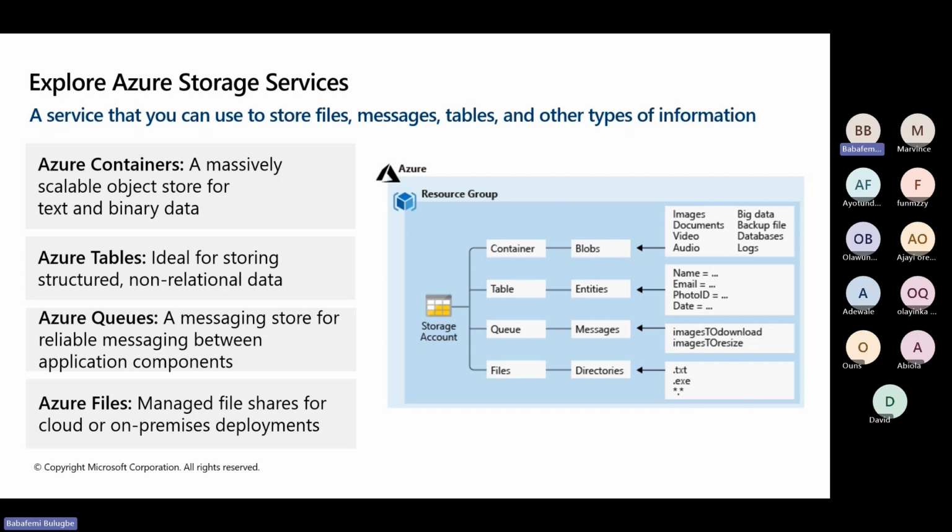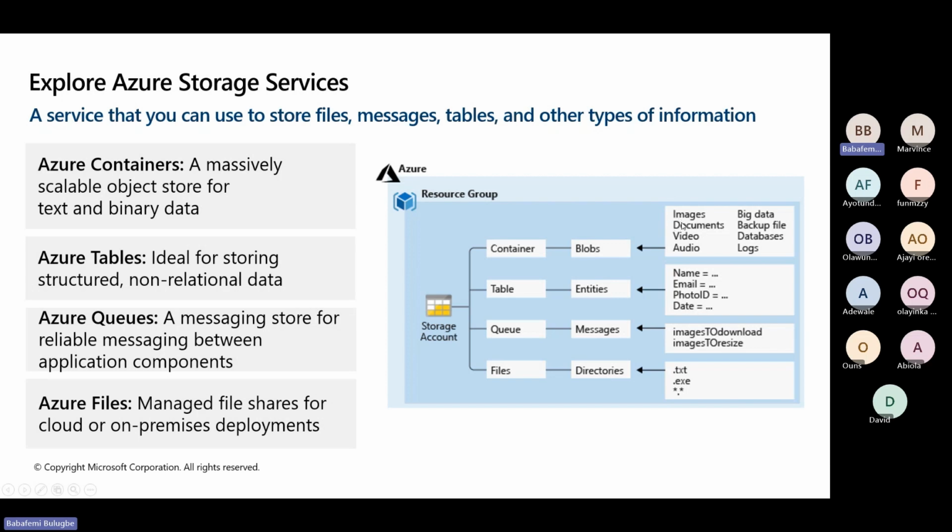Then the last one will be the files, where you want to share files between the resources on your on-premises and the cloud, or just your cloud resources. So let's say you created a virtual machine in the cloud, and you have your on-premises machine also, and you want to do a file sync between both of them, so you can take advantage of the Azure file. So from here, you can see this just explains the different storage services that we have, where we talk about the blob, the table, the queue, and the files. And this explains some of the things they store.